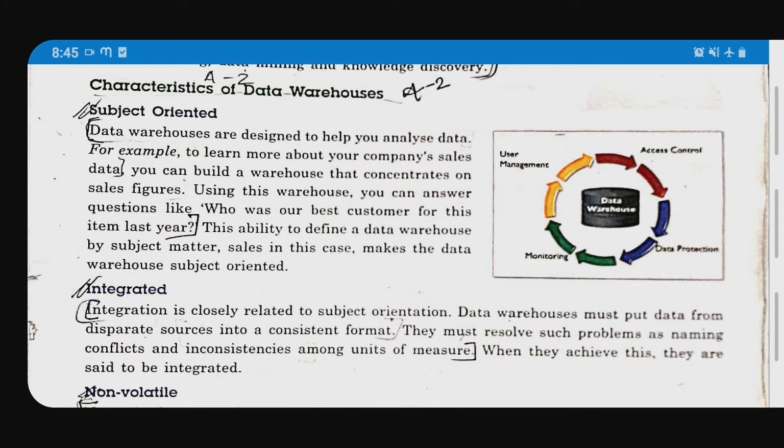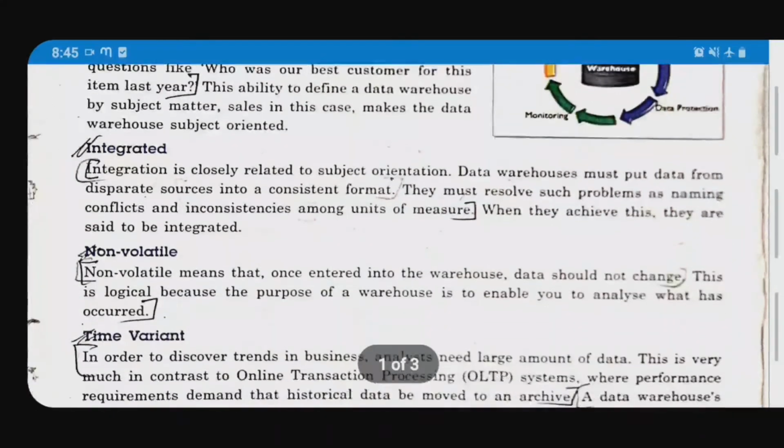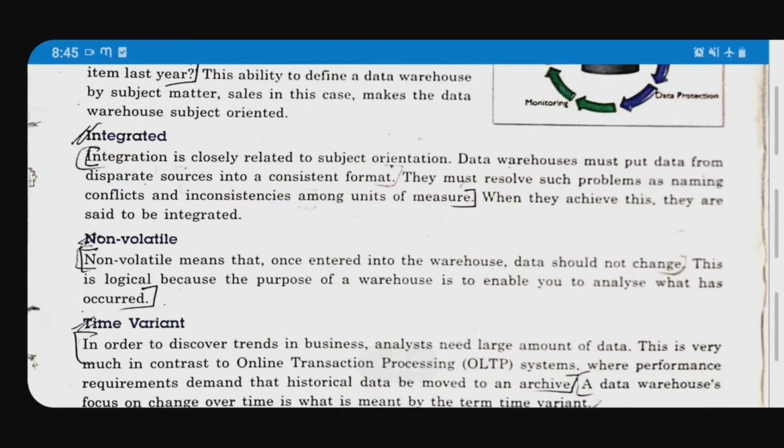Next is non-volatile. Non-volatile is also a characteristic of a data warehouse. Non-volatile means that once entered into the warehouse, data should not change. Whatever we have entered once can't be changed. This is logical because the purpose of a warehouse is to enable you to analyze what has occurred.